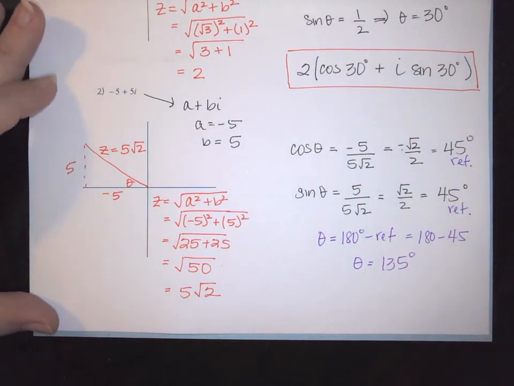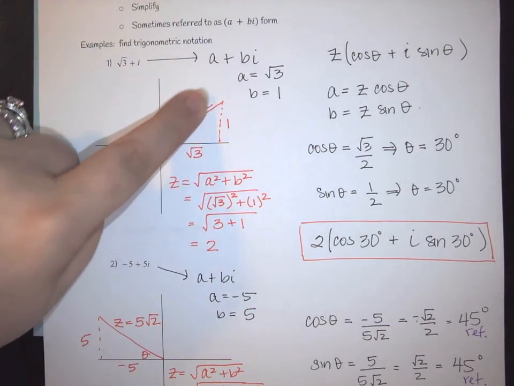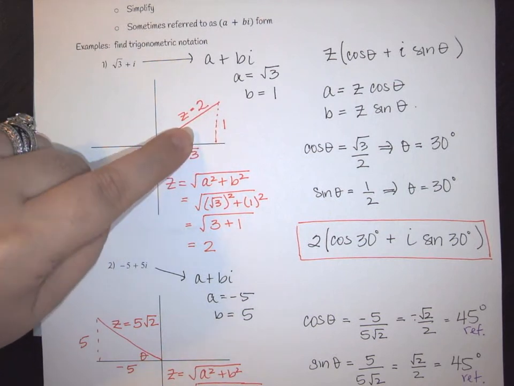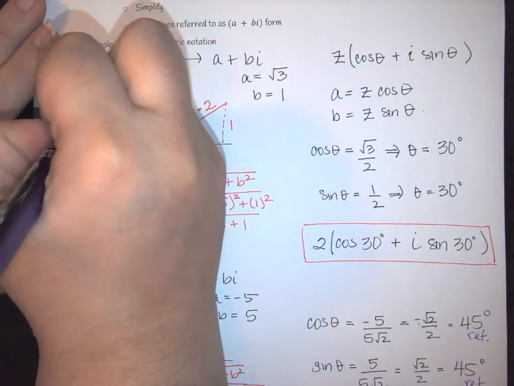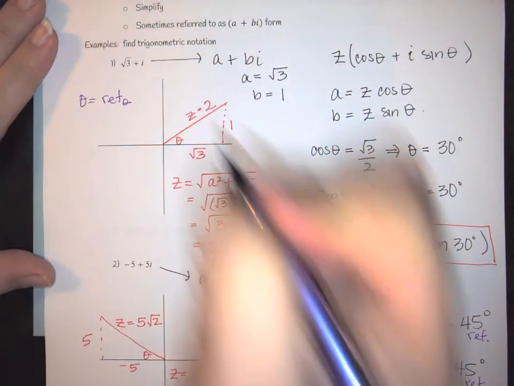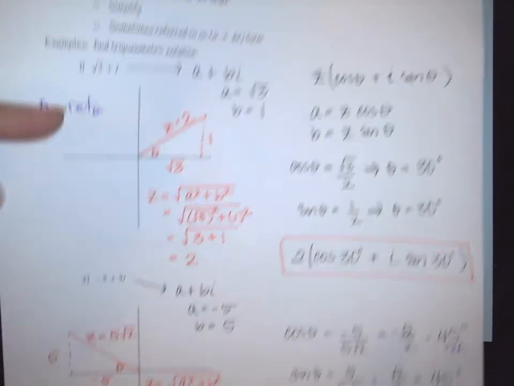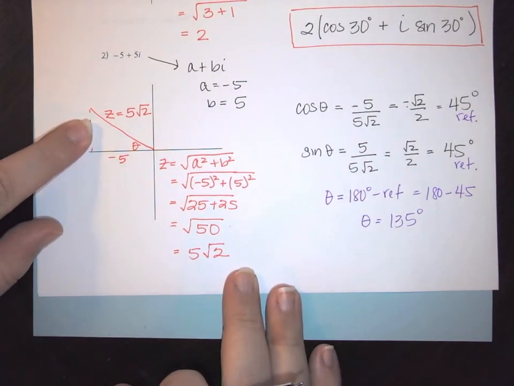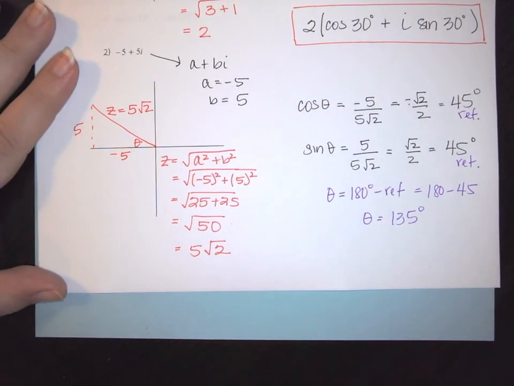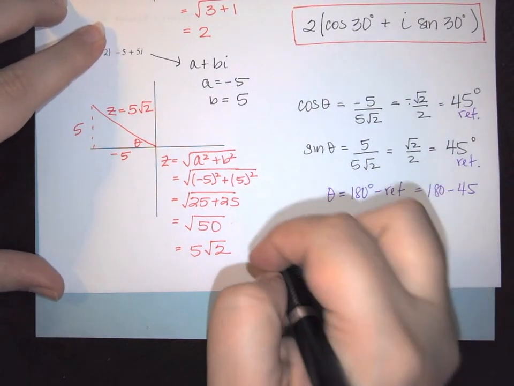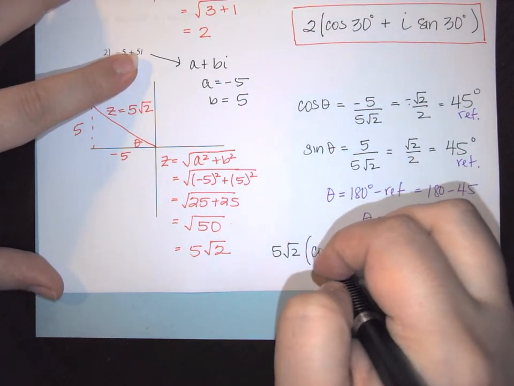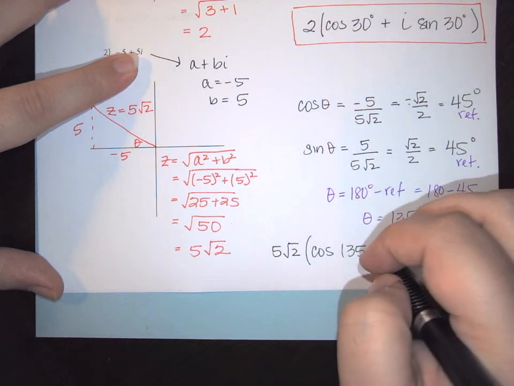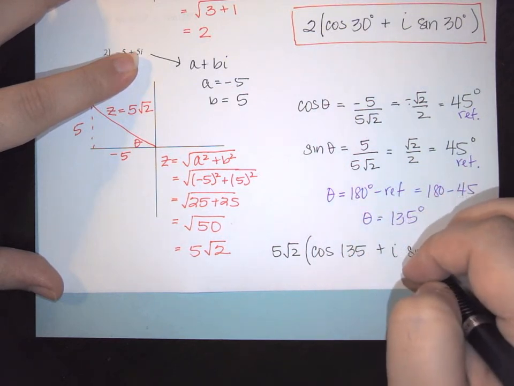Okay. Now the reason we did not have to do that in this first example is because this angle here that we found is in quadrant 1. And one thing that we know about quadrant 1 is that your angle equals your reference angle. However, in quadrant 2, it's a different story. So we have to actually find the angle here. Once we know it, now we can simply plug information in. So z was 5 square roots of 2. We're then going to have the cosine of 135 plus i sine of 135.